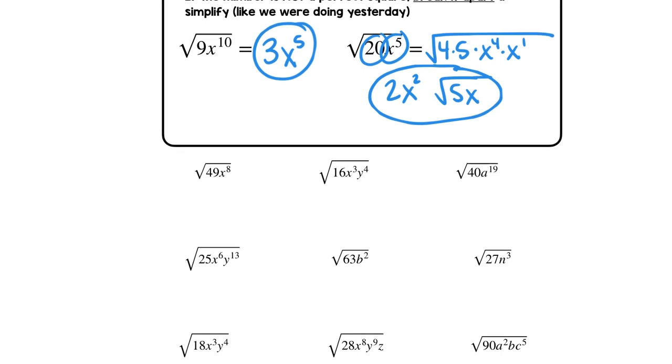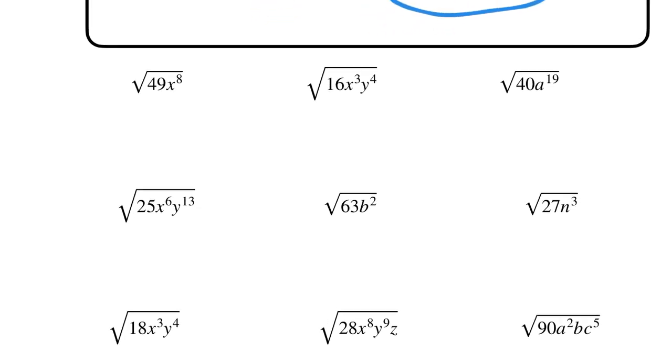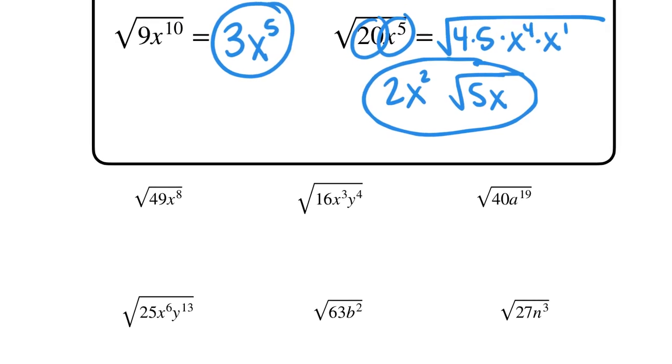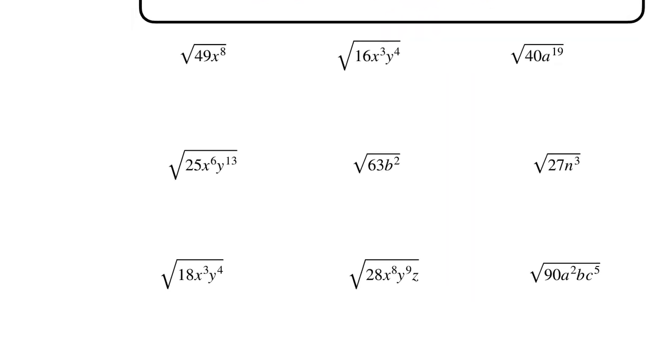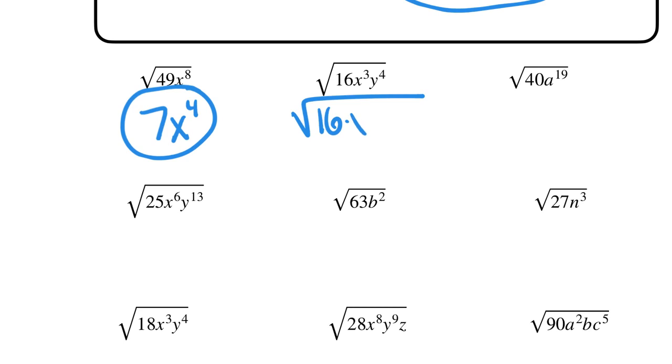So these bottom ones are just trying that on a bunch of different examples. So the first one, 49 is a perfect square. So the square root of 49 is 7. Square root of x to the 8th, that's what we're doing today. Just cut it in half, so it's x to the 4th. The next one, 16 is a perfect square. But this 3, that's not an even number. So if I have anything that's not even, I take one step where I just break it up.